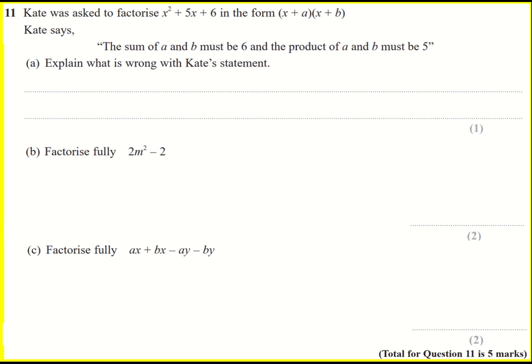It's asked to factorize x squared plus 5x plus 6 in this form, double brackets, and Kate says the sum of a and b must be 6, and the product of a and b must be 5. Well, many people make the mistake. Kate's made this mistake. It should be the other way around.